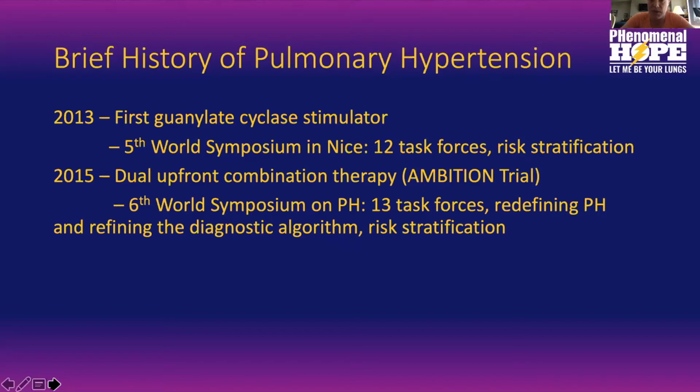And in 2015, we start really publishing clinical trial data that supports not just using one medication at a time, switching to another medication, but actually putting people on dual upfront combination therapy. And multiple trials supported that, but the AMBITION trial was really key and pivotal in providing us with those data and changing patient outcomes. And then, of course, we had the most recent, or the 6th World Symposium in 2015.